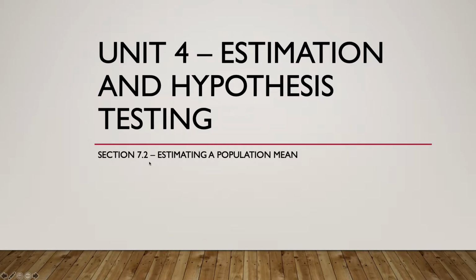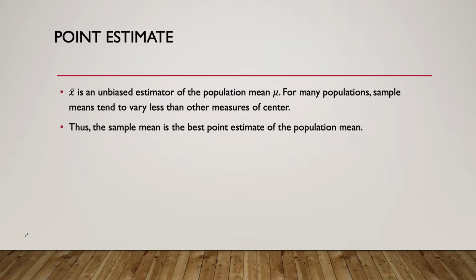Section 7.2 is on estimating a population mean. And the point estimate we'll be using for estimating the population mean is x bar, which is an unbiased estimator for that population mean mu. For many populations, sample means tend to vary less than other measures of center, such as the median, for example. Thus, the sample mean is the best point estimate of the population mean.